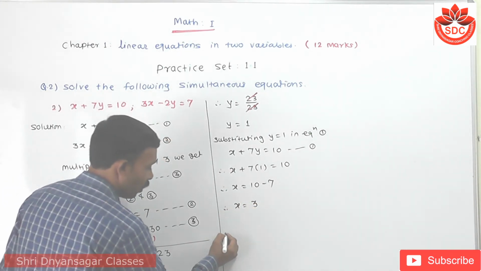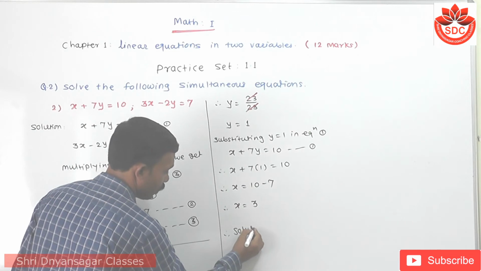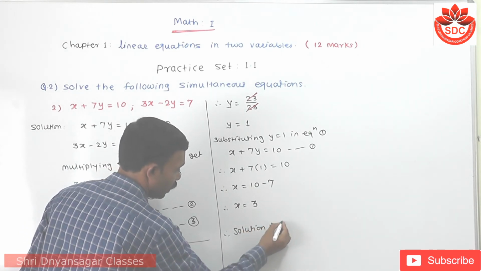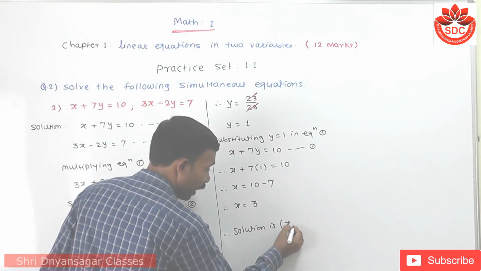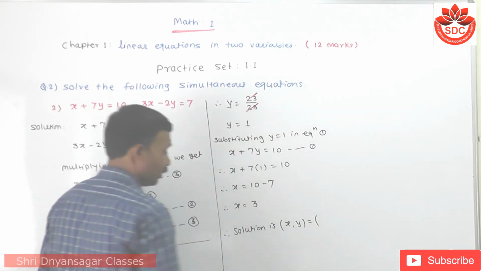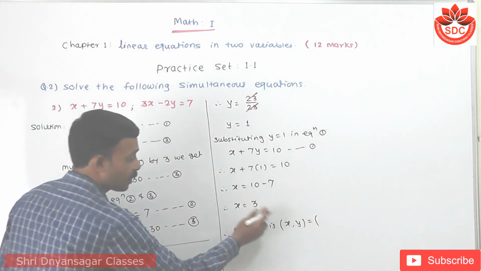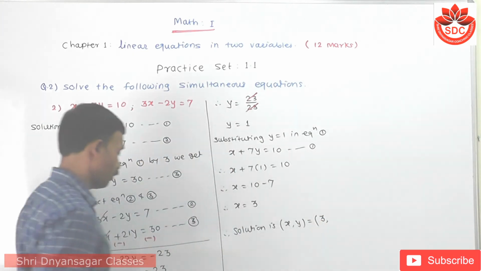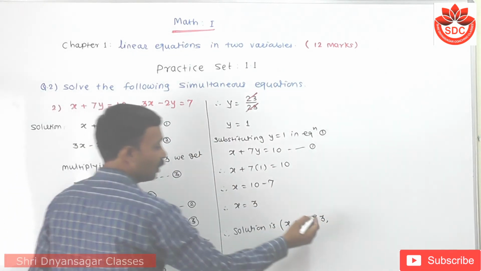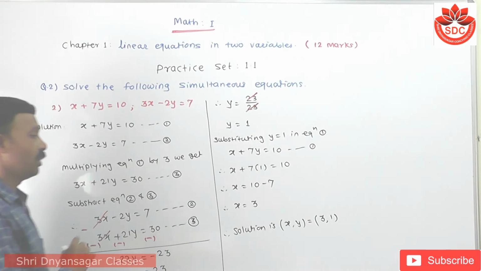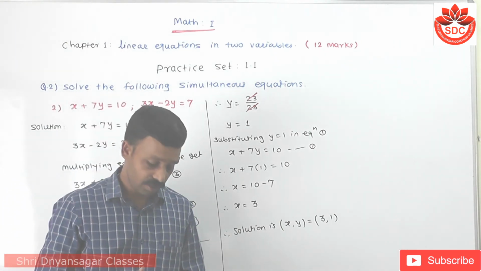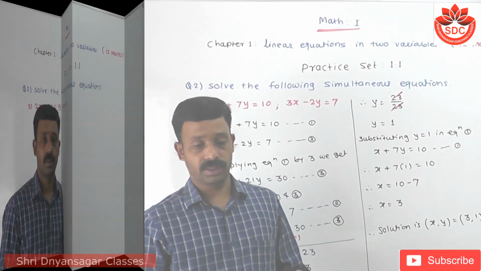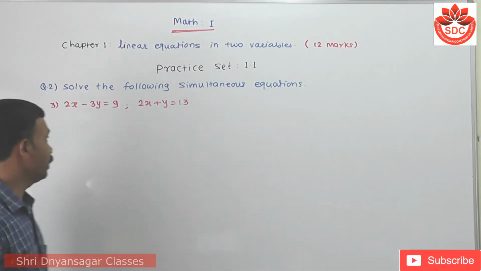Therefore, the solution of this equation is, now first, which are the variables for this example? There are x and y. Always take the first variable x and then the other one is y. The solution is, the value of x is 3 and the value of y is 1. So the solution of this second question is 3 and 1. This is our second question. Okay, then take the next question, question number 3.